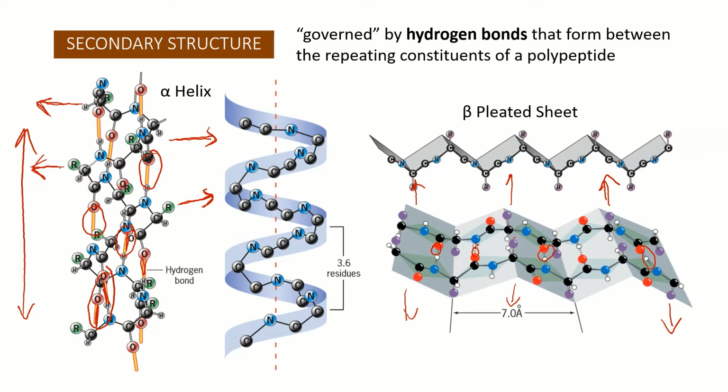So again, what's the difference? In an alpha helix, the R chains are to the outside of the helix, while in a beta-pleated sheet, the R chains are either above or below the plane of the sheet. So these are the two secondary structures of proteins brought about by hydrogen bonding between certain amino acid residues.